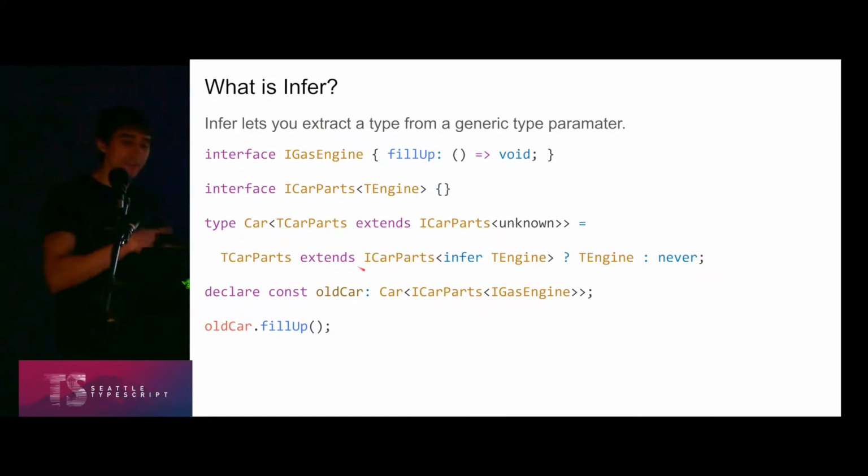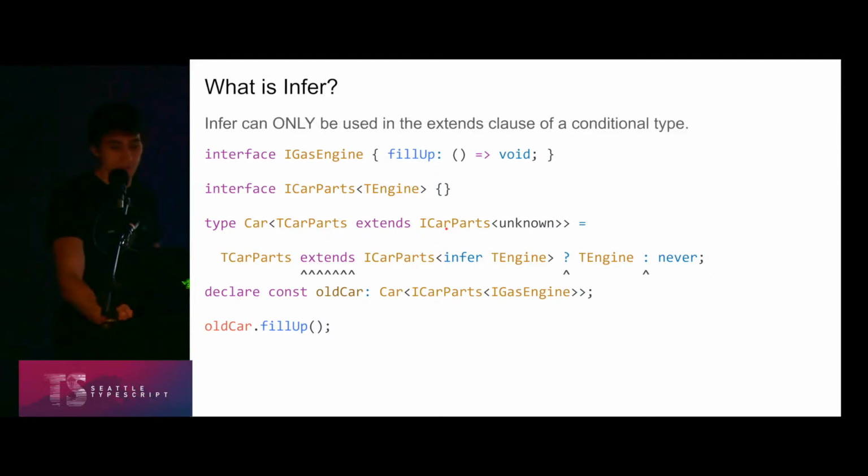It is actually somewhat frustrating, and it would seem that infer would be more useful if you didn't have to do that. Currently, TypeScript only lets you infer types in the extends clause of a conditional type, so you can literally only do it right before the question mark and right after extends. It's kind of frustrating because it creates this duplication where we have to say extends ICarParts twice, but it is currently the only way of using infer. And again, it can only be used if you see those three things.